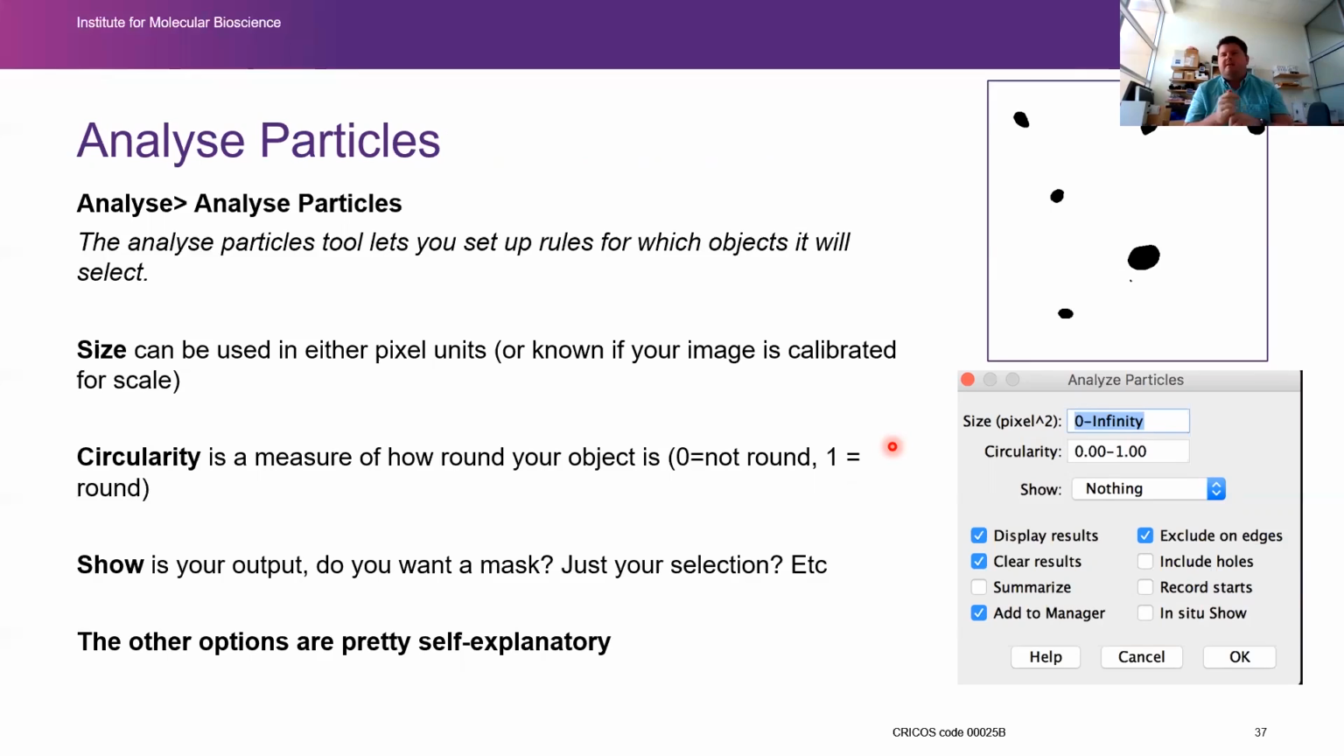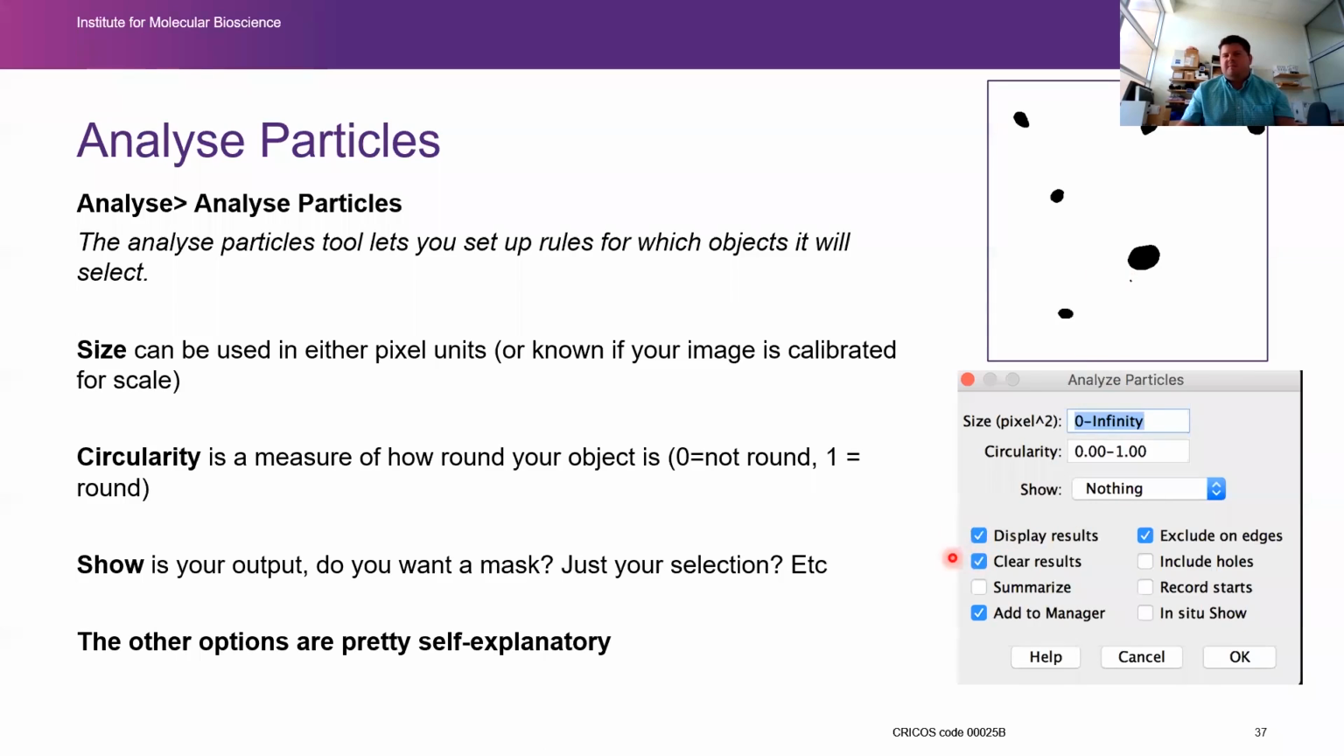So if we're looking for that, we could add 0 to 0.8 or something. So we don't want the really round ones, we wanted the elongated ones. Show is what you can output. So you can output a mask image of everything it found. You can do nothing. You can just output the selection it makes. Again, they're all pretty self-explanatory.